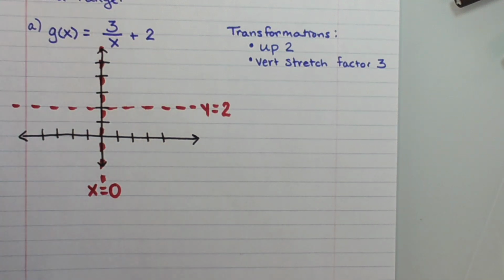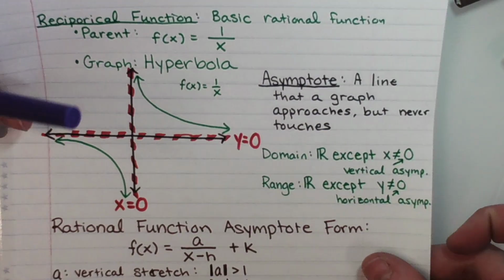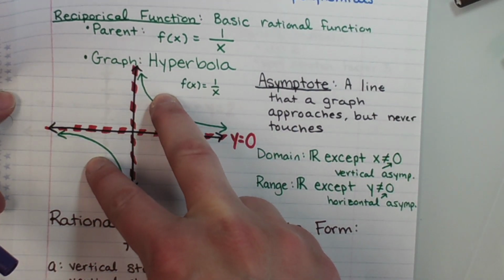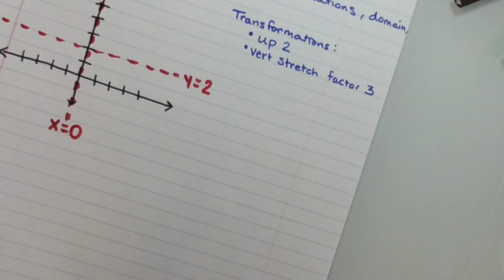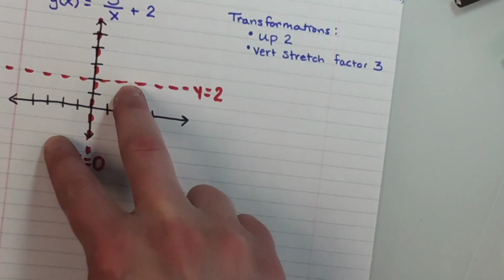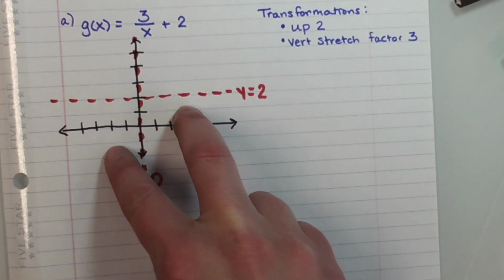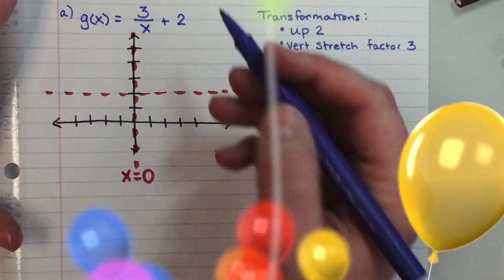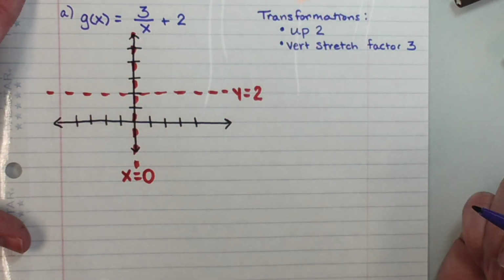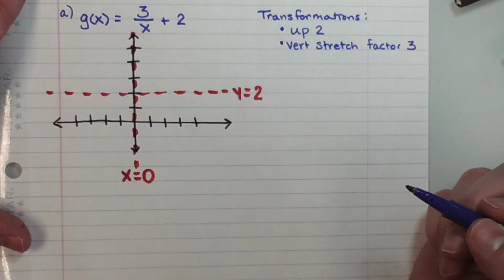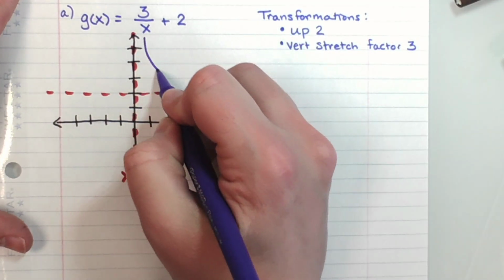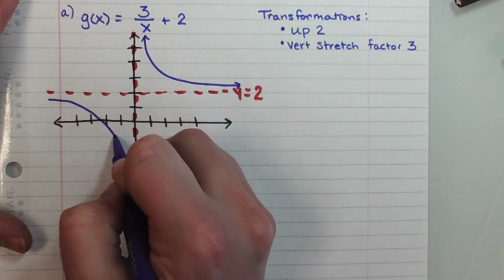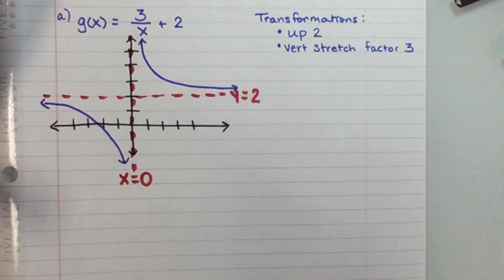If it did not flip over, it typically goes here and here. Did this one reflect? No, which means it's still going to go here and here, but not actually here and here. It moves with the asymptotes. So it's going to go in this region, do not cross the asymptote. And in this region, do not cross the asymptotes. Get close to them, but do not cross them. Ta-da, there is your graph.